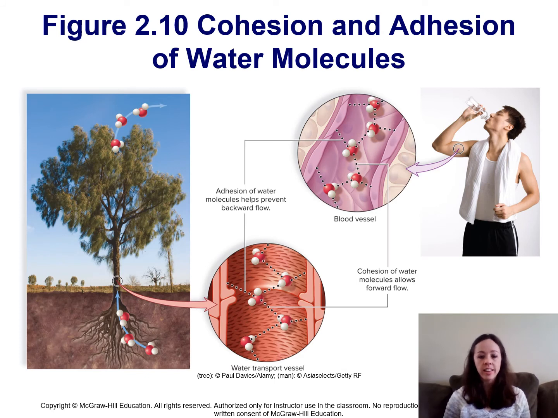These properties allow a constant flow of water in one direction in a blood vessel and the vascular tissue of a tree. Water molecules adhere to the wall of the vessel, and water molecules cohere to each other, allowing one constant flow of water, like a river.